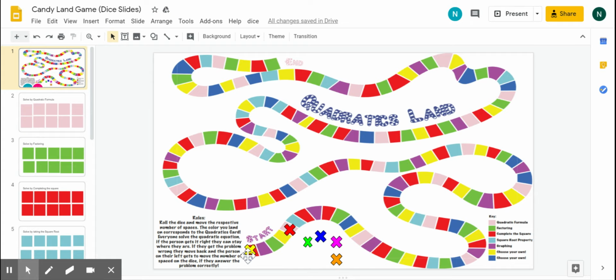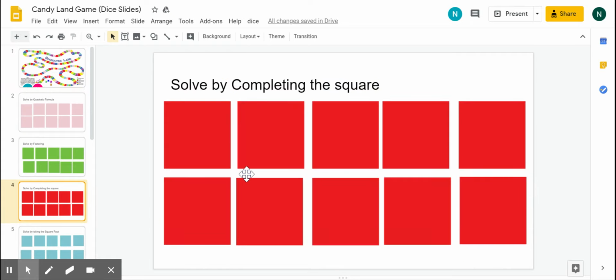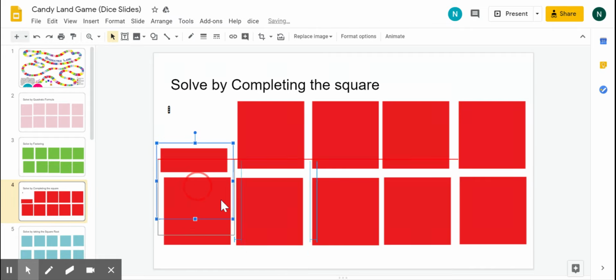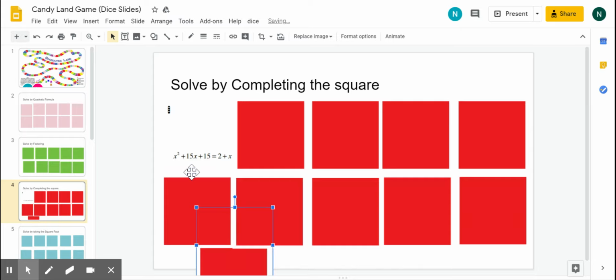So now yellow landed on red. So this person is going to go to red and they're going to pick a problem. All of these problems go in order from 1, 2, 3, all the way up to 10. So honestly, you can just start with the first card. So the first one is number 1. I actually have to move this all the way down. And I'm going to solve this by completing the square.